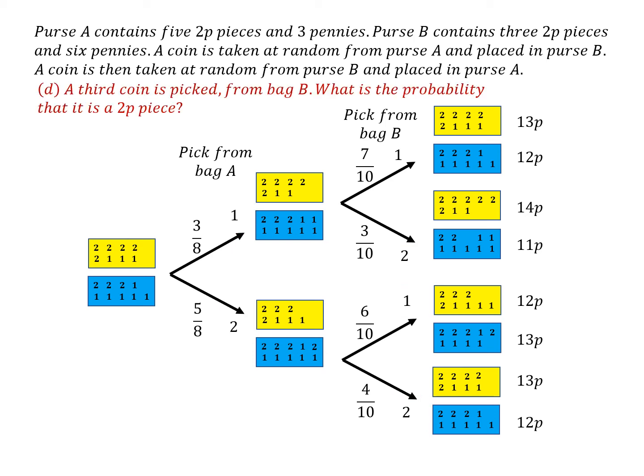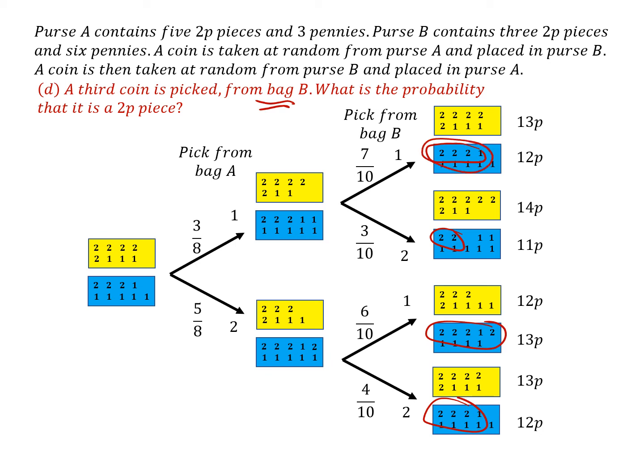So part D of the question, a third coin is picked now from bag B. What is the probability of it being a 2p piece? So I'm using bag here as well. So bag, purse, bag. What difference does it make? Anyhow, we're trying to find the probability that it's a 2p piece at the end from bag B. So we've got 2p pieces here, and here, and here, and here. So it could be that we pick one of these first 2p pieces.